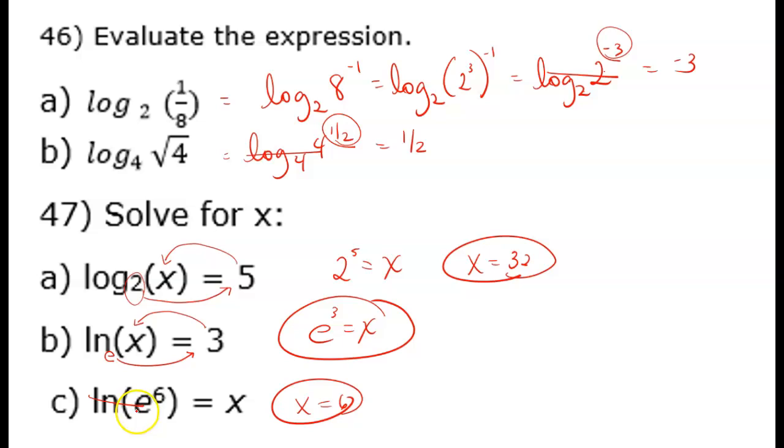And then finally, this property: if I have ln and e together, they're going to cancel each other out and leave me with just that 6. Same thing if I had e to the ln of 5. Those would cancel, and I would just have 5 for my answer.